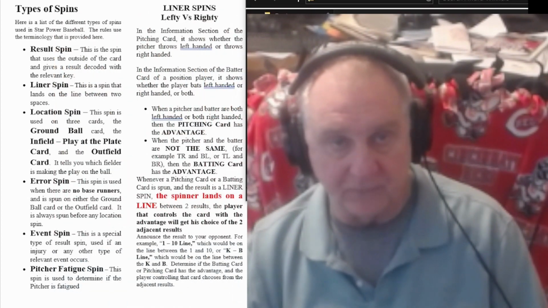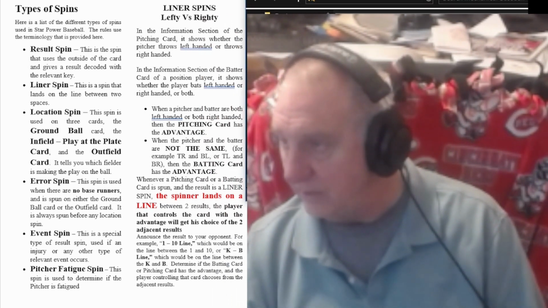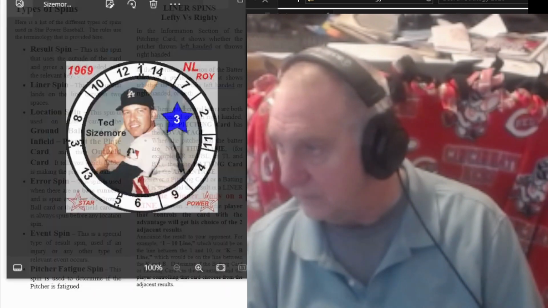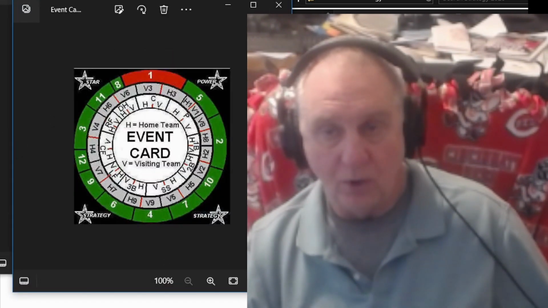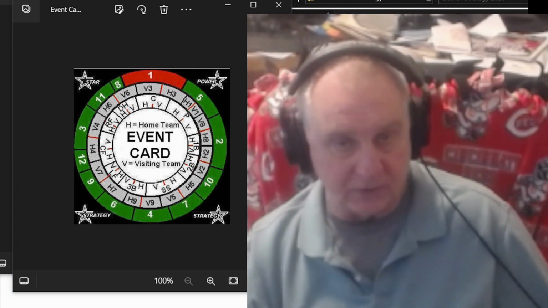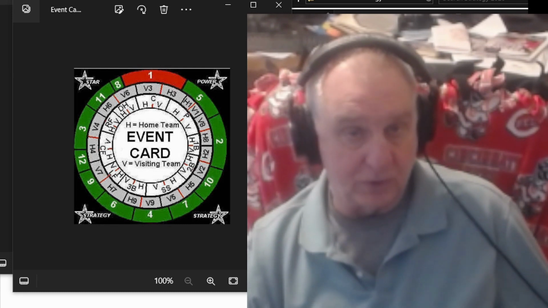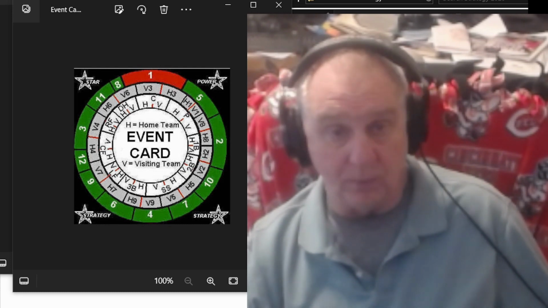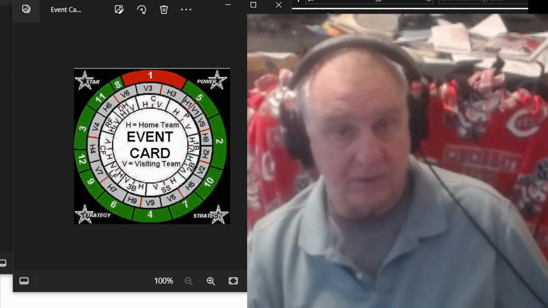The next type of spin is called the event spin. So I'm going to get the strategy card out here and go to the event card. You see the event card there? When you spin this card, it tells you what type of event you're going to do, and that's numbered 1 through 12. You can also use it for an injury, which the 2 inner circles are for. But these are all results. All these are results. And event, and there's codes.